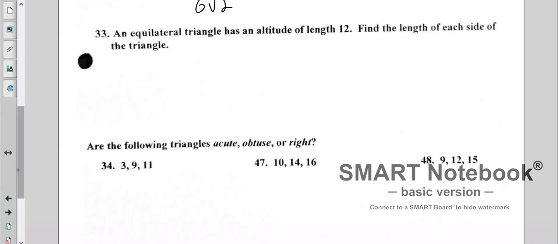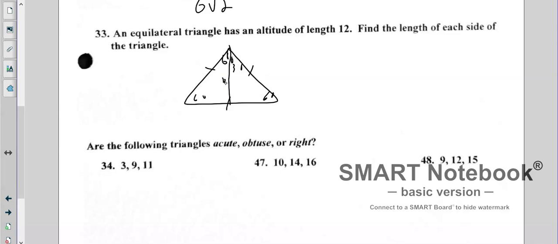Number 33. An equilateral triangle has an altitude of 12. So equilateral triangle, remember, that's a 60, 60, 60. We drop the altitude down here. That makes this a 30. The altitude they're giving us is 12. Find the length of each side.